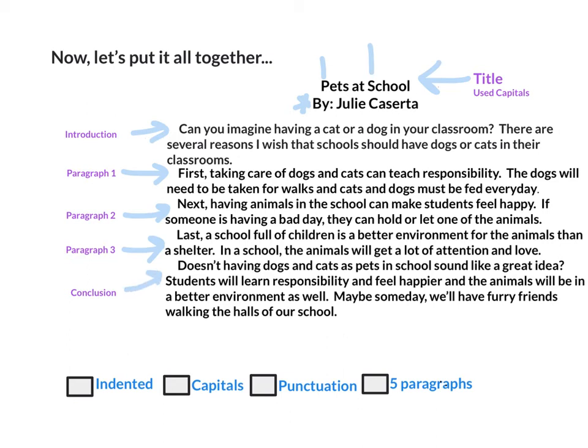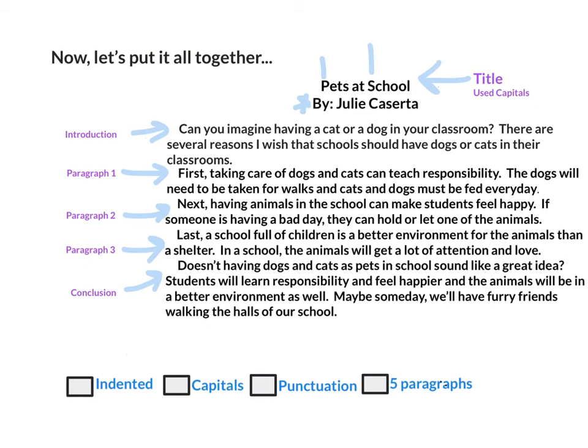I then add my conclusion in at the very bottom with the indentation. Doesn't having dogs and cats as pets in school sound like a great idea? Students will learn responsibility and feel happier, and the animals will be in a better environment as well. Maybe someday we'll have furry friends walking the halls of our school.